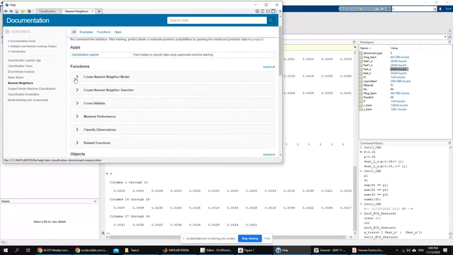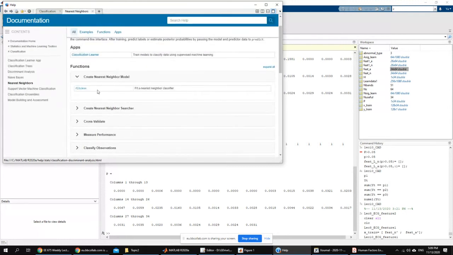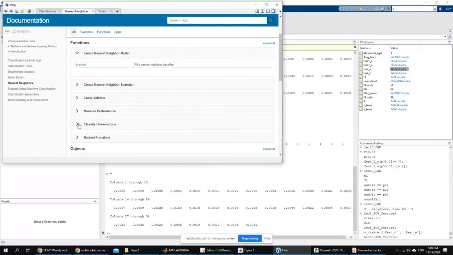Basically, you're going to have different functions. Usually in MATLAB, you create a model and use this model to classify. So here you have a function called fitcknn, and you follow it by classifying observations using predict.